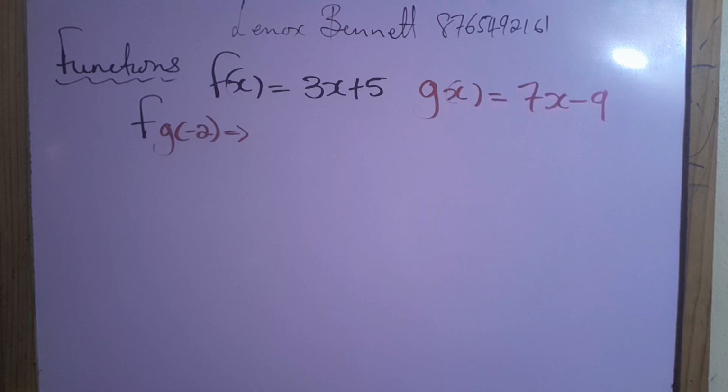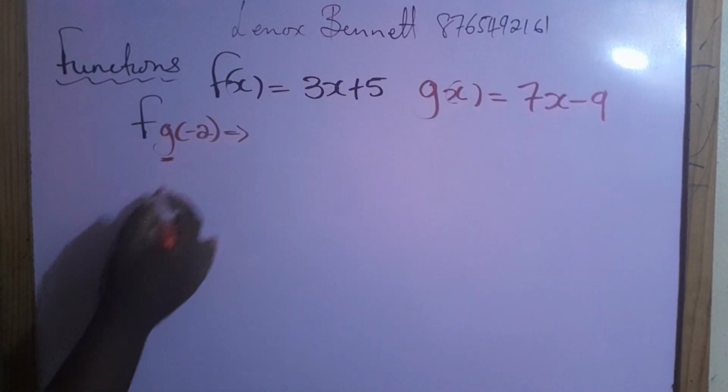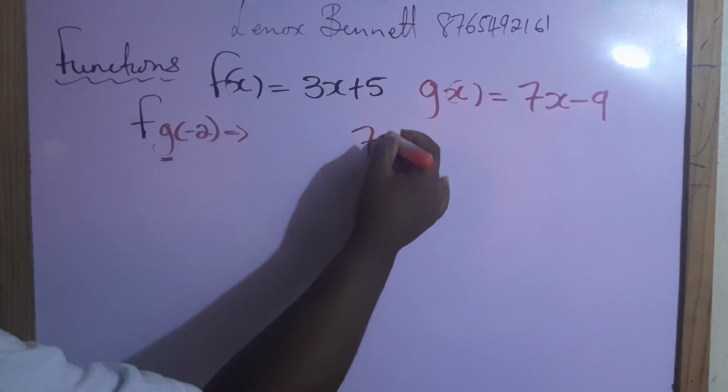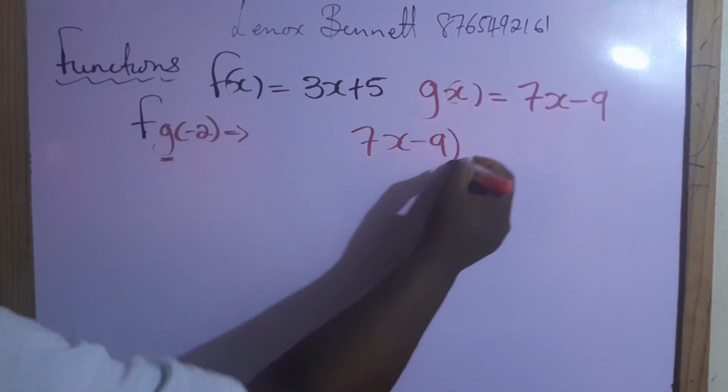Alright, so here we have a composite function. Composite function is combining 2 or more functions. So we have f of x is equal to 3x plus 5, g of x is equal to 7x minus 9, and we are asked to find fg of negative 2. So what we're going to do, we're going to find the composite and then we plug negative 2. According to the rule, we must write back all of the last function, which is g. So that's 7x minus 9. We're going to write back all of that.